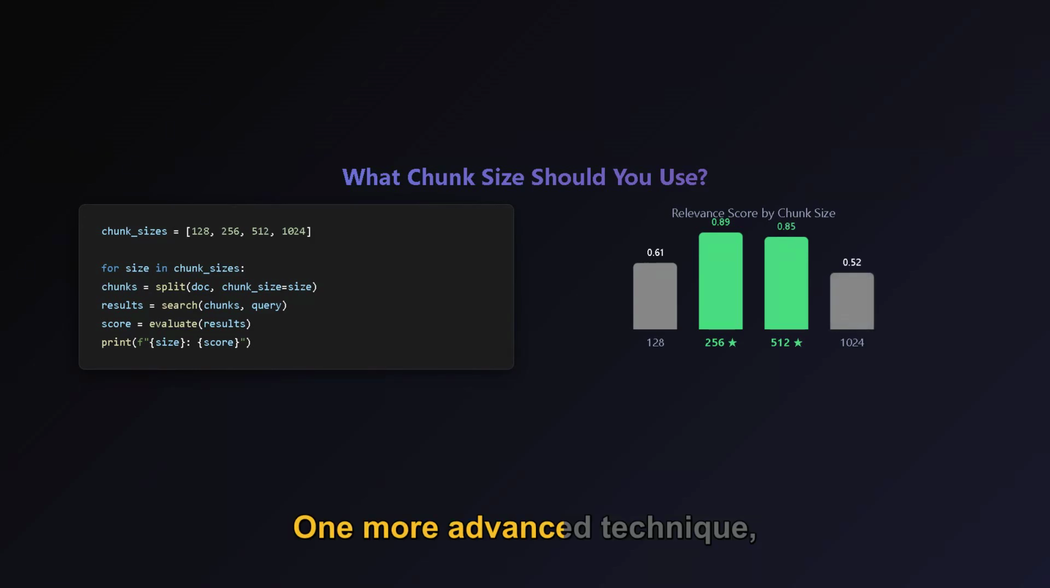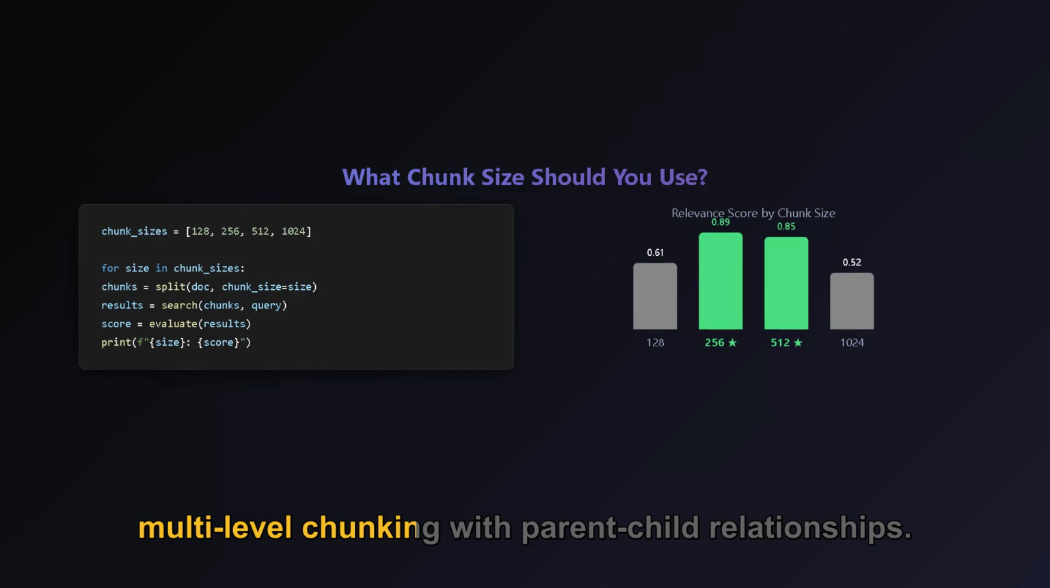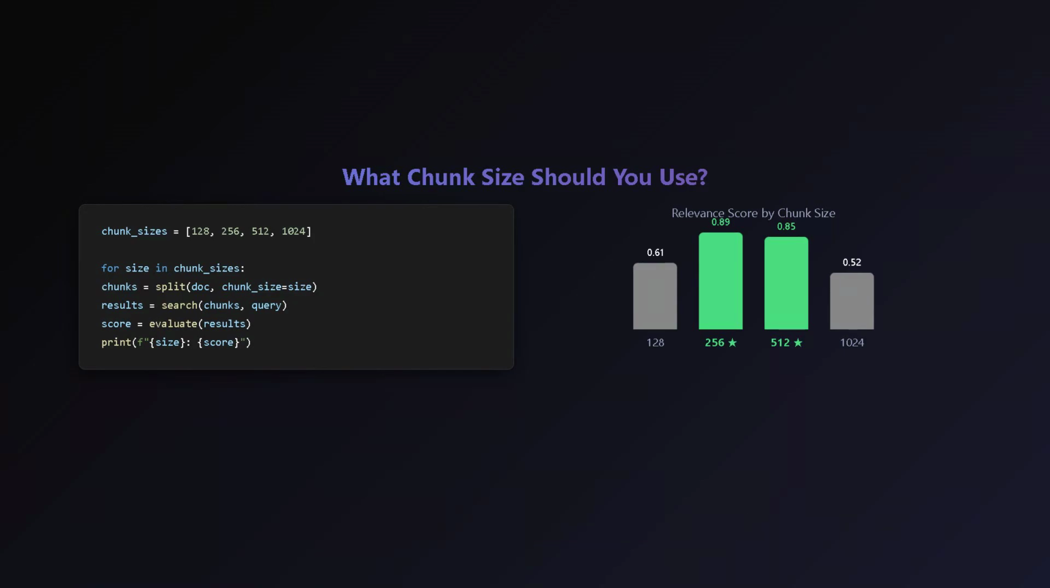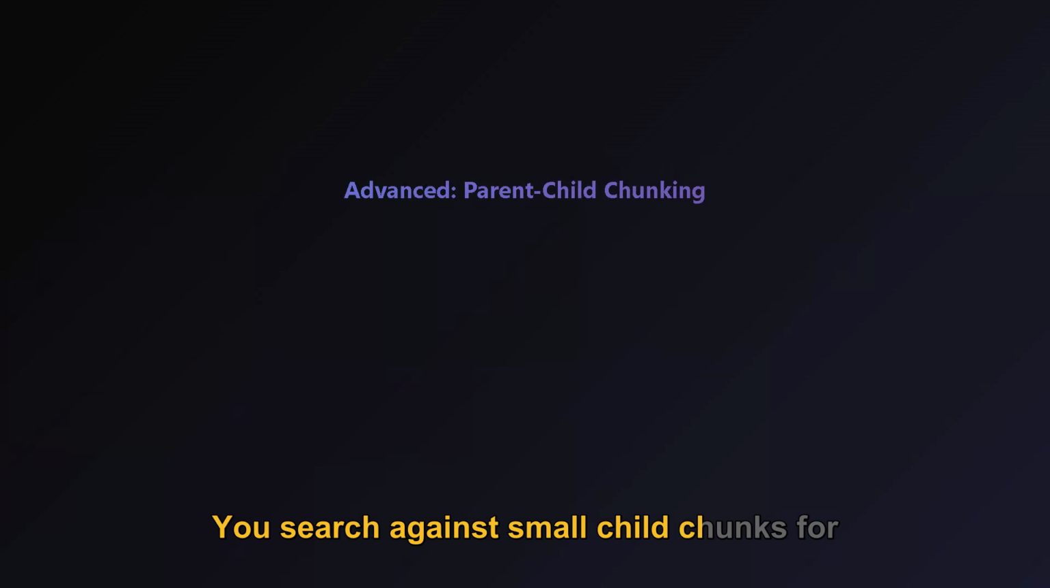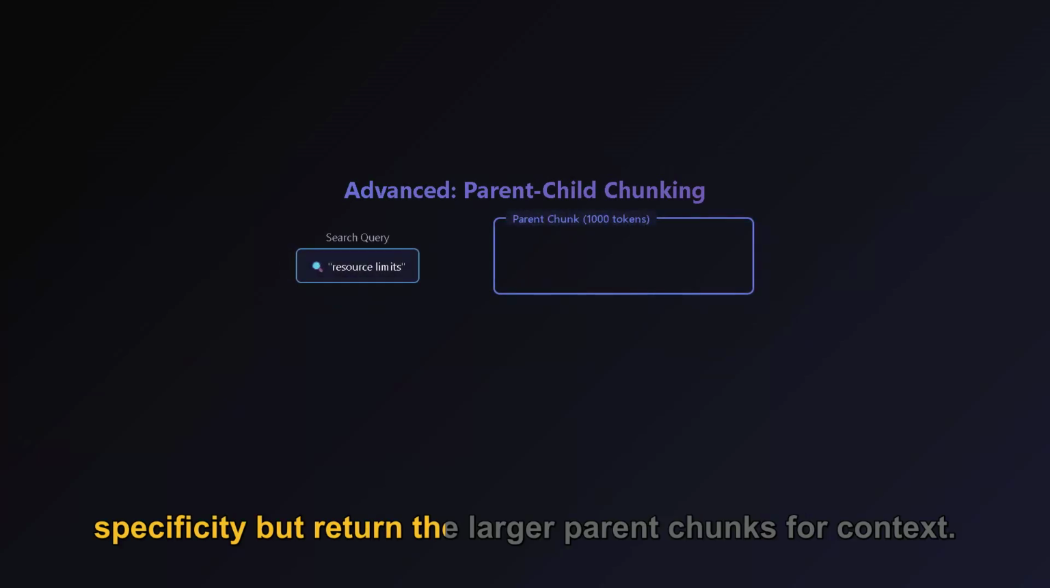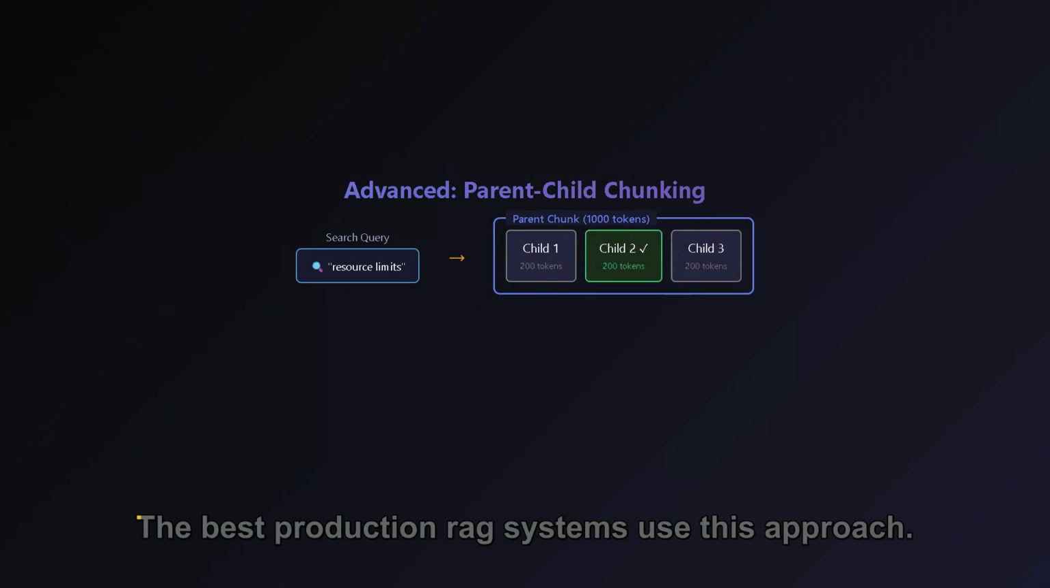One more advanced technique: multi-level chunking with parent-child relationships. You search against small child chunks for specificity, but return the larger parent chunks for context. Best of both worlds. The best production RAG systems use this approach.